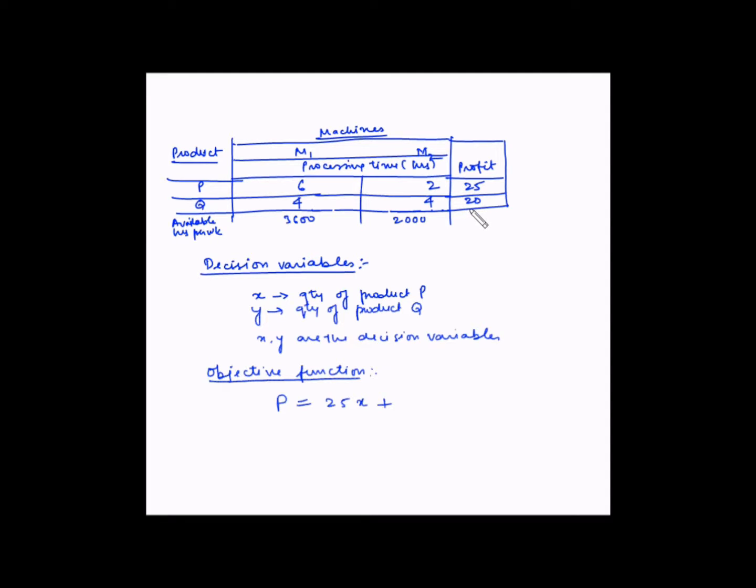Similarly, for product Q, 1 unit gives a profit of rupees 20, and we have assumed a quantity of Y for product Q. So if 1 unit gives a profit of 20, Y units will give a profit of 20 multiplied by Y. So let us note that down. So this is our objective function, and here we have to maximize profit, which is P. The next step is to note down the constraints.